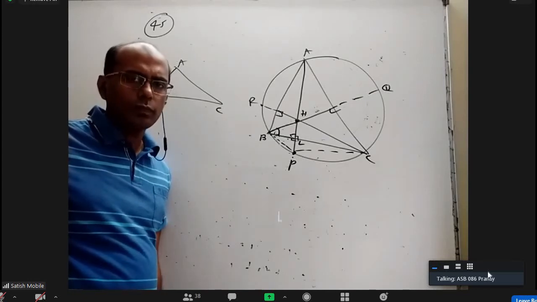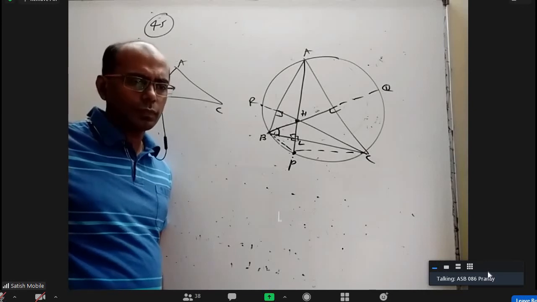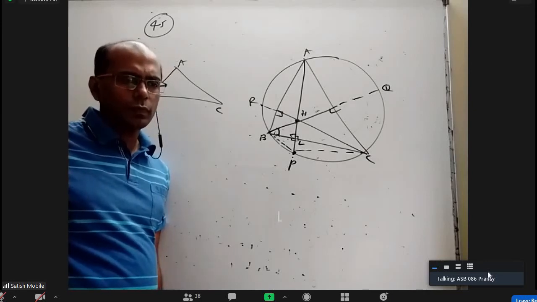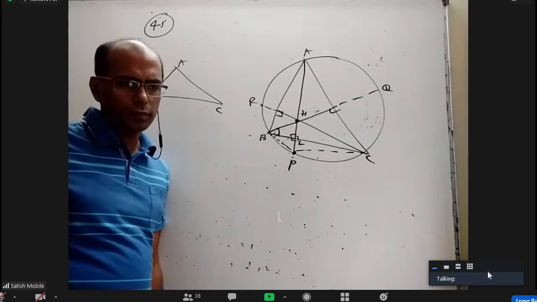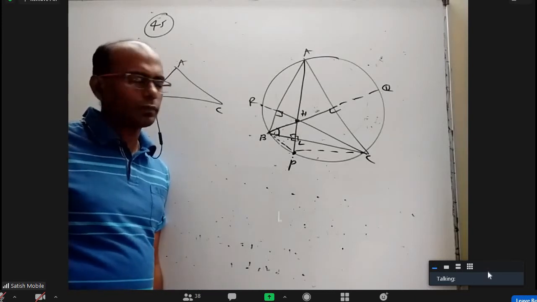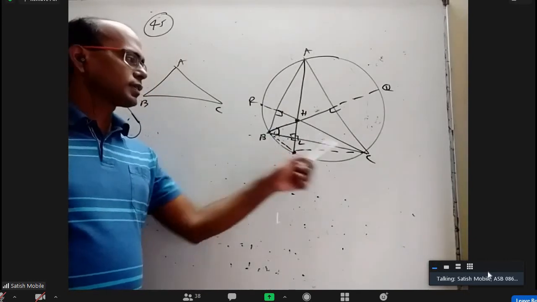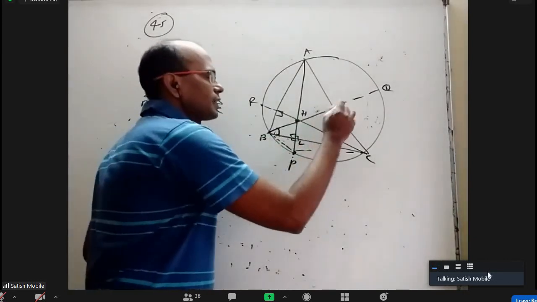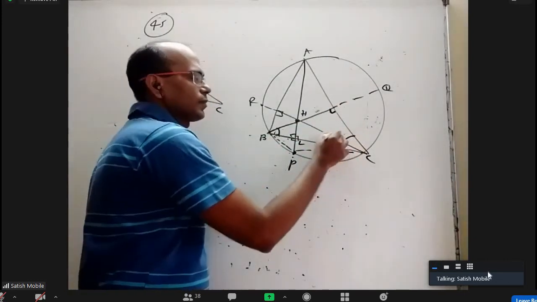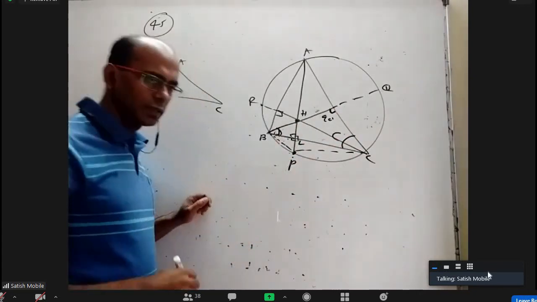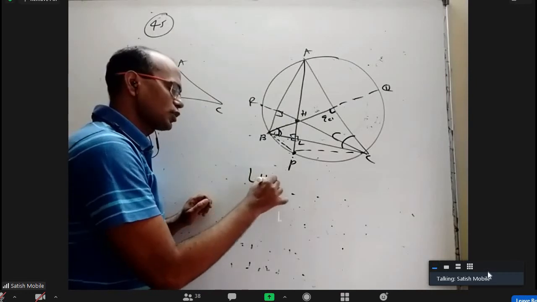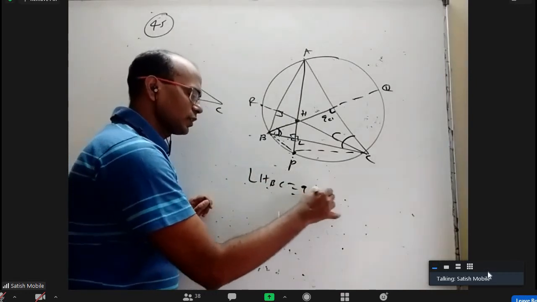Sir, HBC is the same as HPC. HBC, is it 90 minus C? I'm asking. Yes, sir. Why? This is 90, and this angle is C. So in this right angle triangle, what will this angle be? 90 minus C. So angle HBC is equal to 90 minus C.